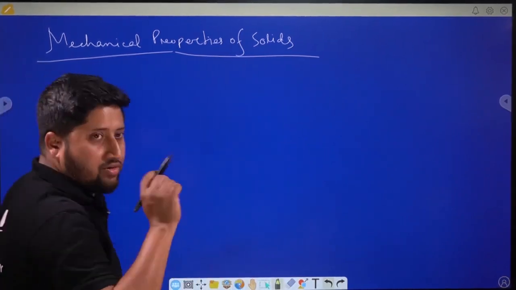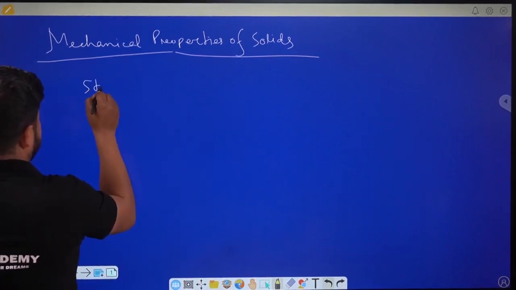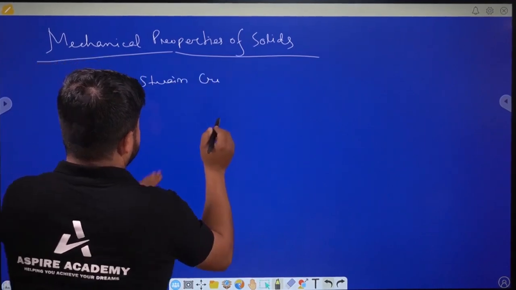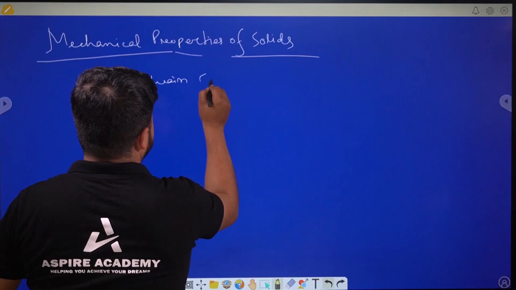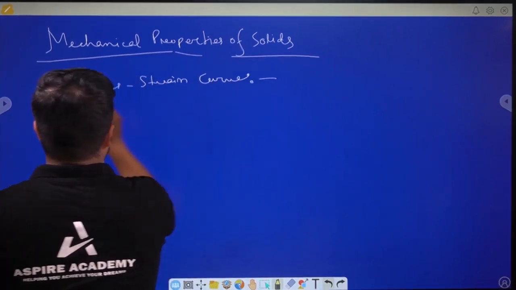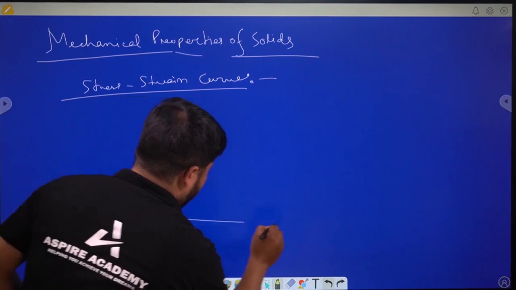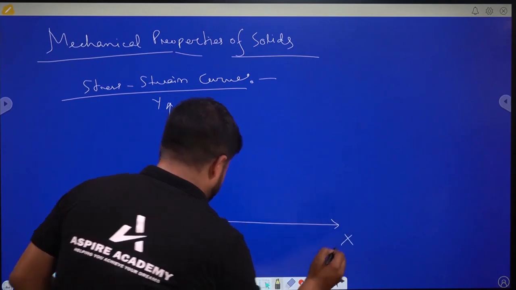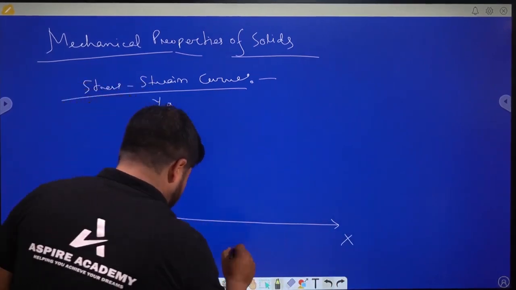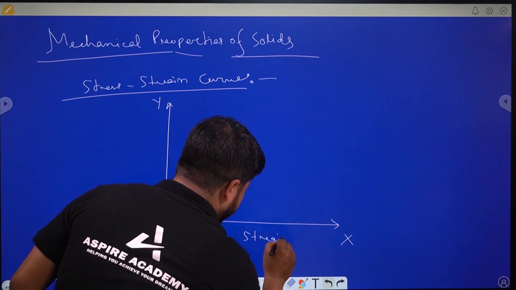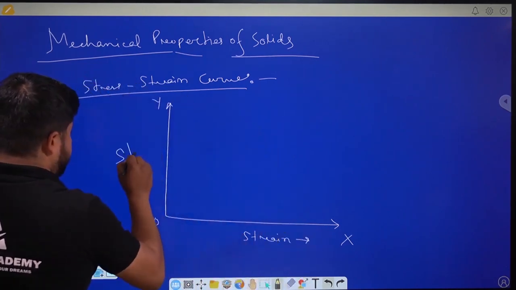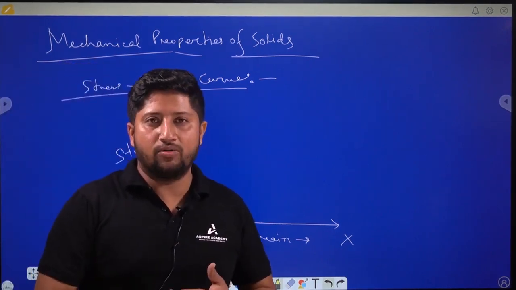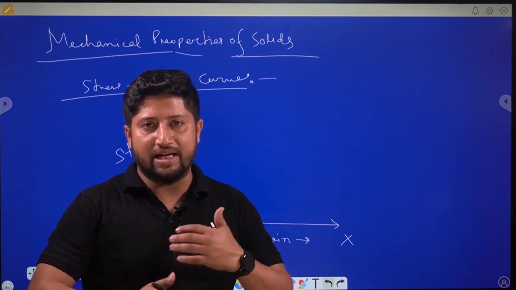Another important topic is the stress-strain curve. So what is the stress-strain curve? Suppose we draw a graph with the x-axis as strain and the y-axis as stress. This is a graphical representation of Hooke's law. Hooke's law means stress is directly proportional to strain.